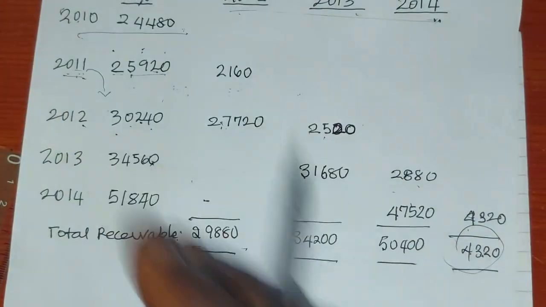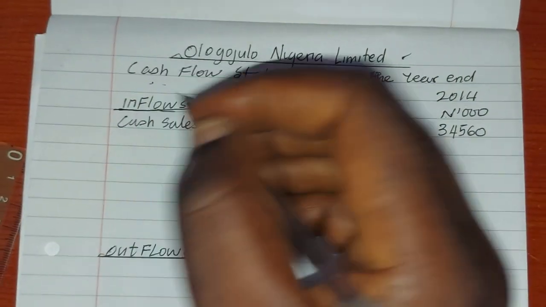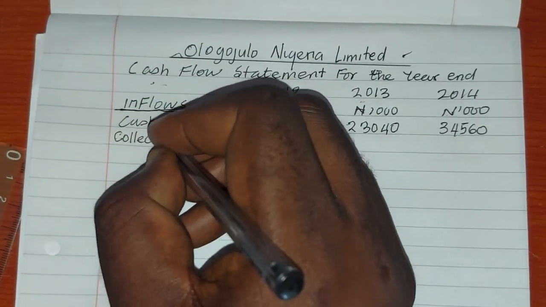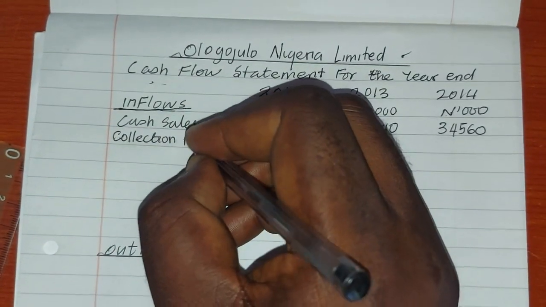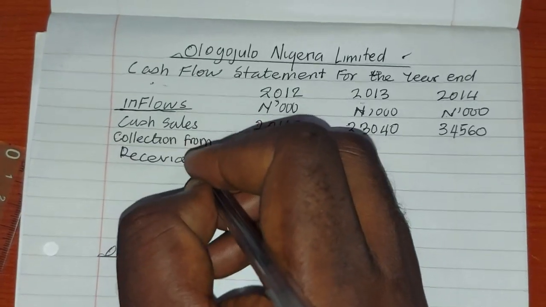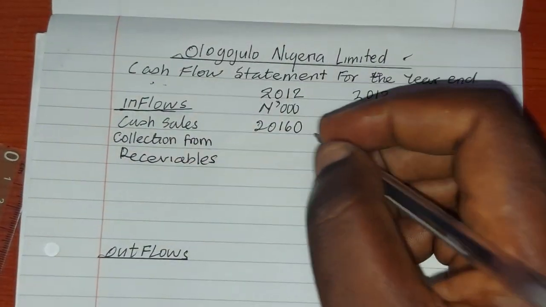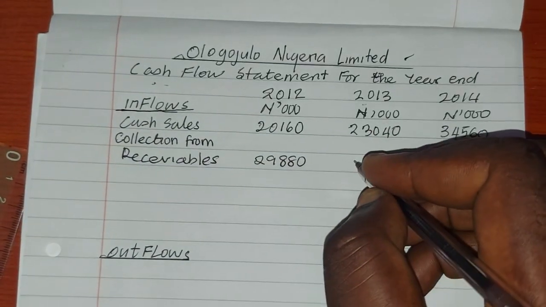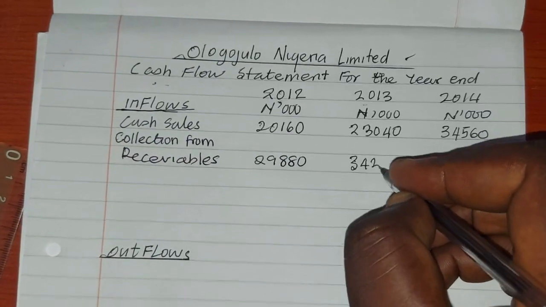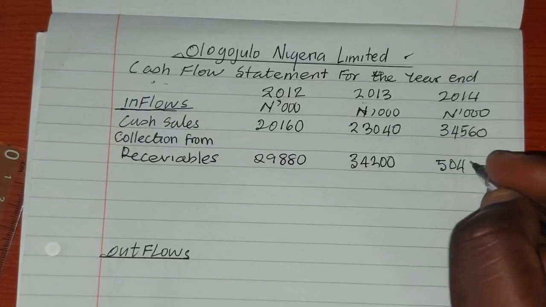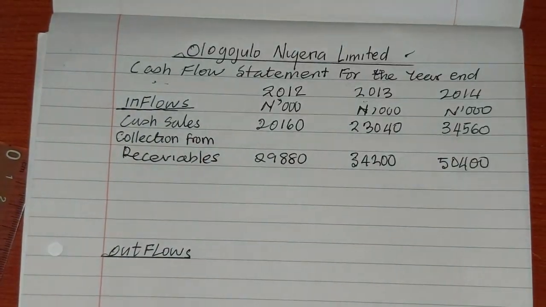So we now transfer this to our workings as a collection from receivable. Collection from receivables, okay, which is 29880, then 34200, then we have 5400. Okay, all right, now let's go to the next topic.